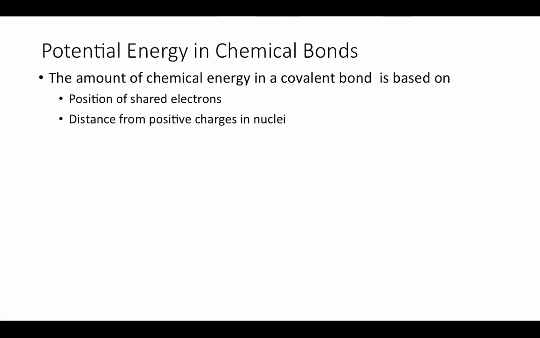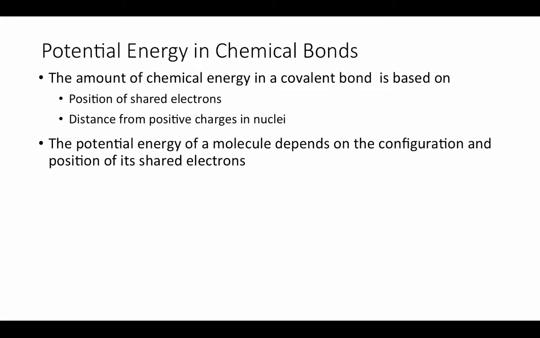So what do we mean when we talk about the potential energy in chemical bonds? Where does that potential energy come from? The amount of chemical energy in a covalent bond is based on both the position of the shared electrons in that covalent bond and the distance of those electrons from the positive charges in the nuclei. So the potential energy of a molecule depends on the configuration and position of its shared electrons.